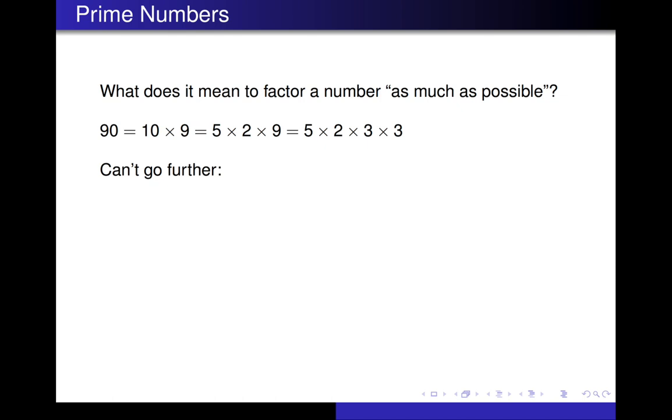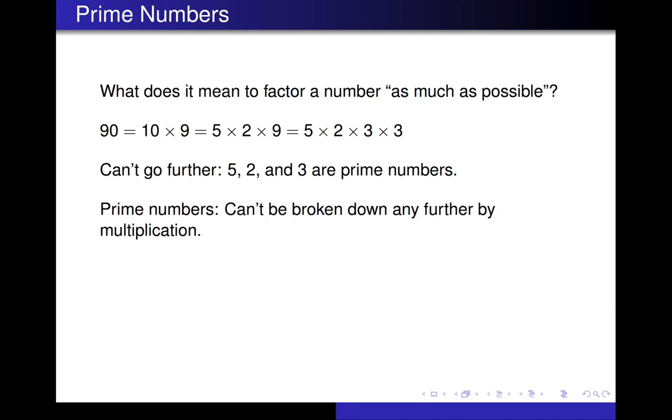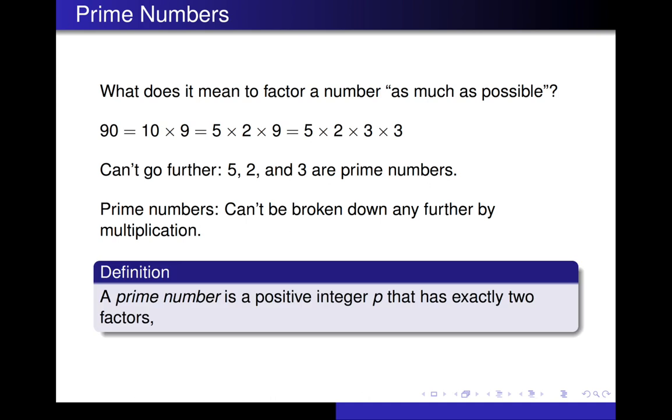Now once we get there, in some sense, we can't really factor it any further. The reason we can't is because the factors that we have in there, the 5, the 2, and the 3, are all prime numbers. So what's a prime number? Well, basically that's a number that can't be broken down any further by multiplication or by factoring. So a prime number is some positive integer p that has exactly two factors. Namely, those two factors are p and 1. If it had any other factors, you could use that factor to break down p. So prime numbers can't have more than those two factors.